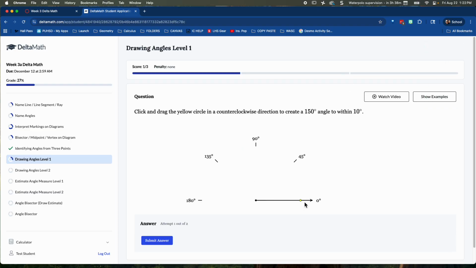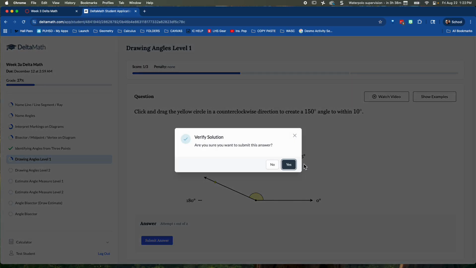And similarly, if I'm going to draw 150, well, here's 135, here's 180. 150 feels about in the middle between those. It might be a little closer to 135, but let's see what we have. Let's try this.